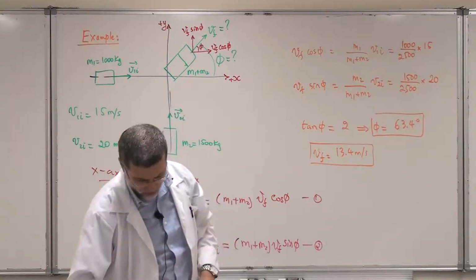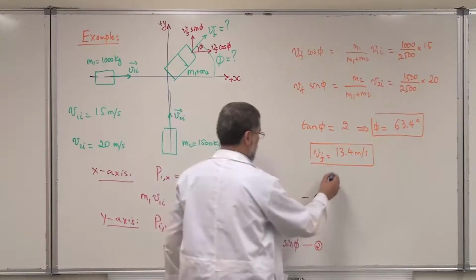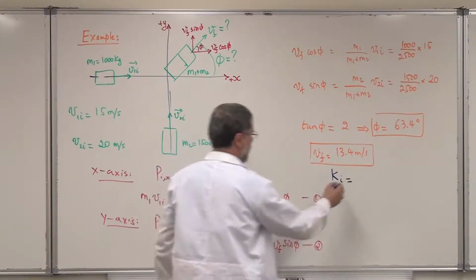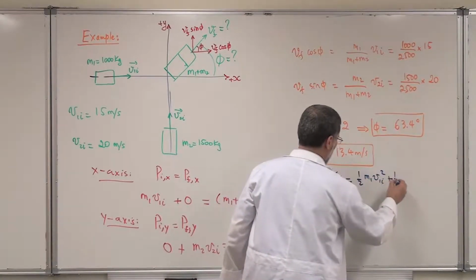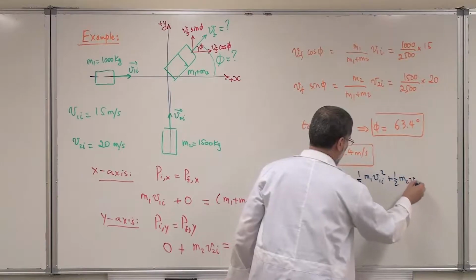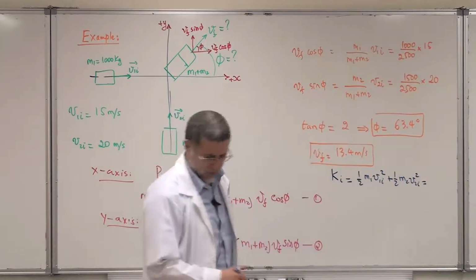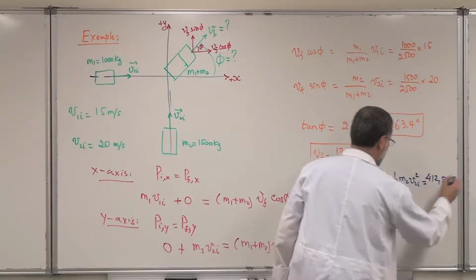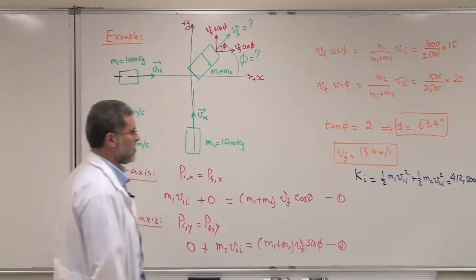Now, if we want to calculate the kinetic energy before and after the collision, we say K initial is equal to half m1 v1 initial squared plus half m2 v2 initial squared. If you do this calculation at home, you get 412,500 joules. It's a large number because we have large masses and high velocities.